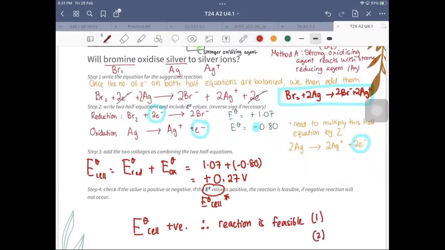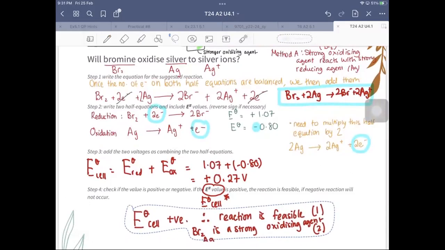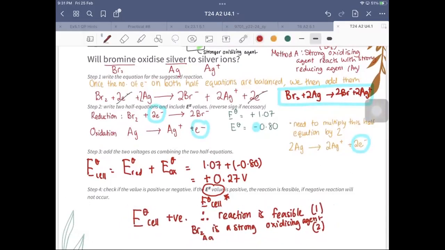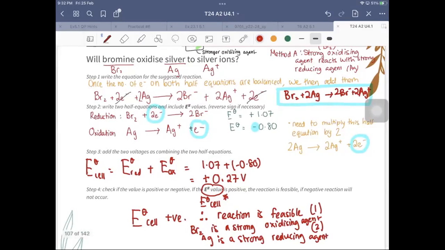Another reason is because, the first one that we did, bromine is a strong oxidizing agent, and silver, oh gosh, I don't have space, silver is a strong reducing agent. Okay, so there's two methods. Sorry, I will call this method A and method B. This was my method A, and this is my method B, which is via calculation.